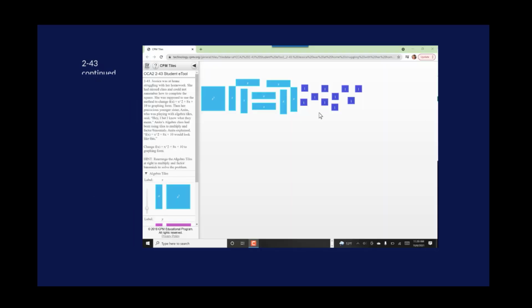Okay, so this is the e-tool that they give you. And so we're going to go ahead and build it. So here's our 1 x squared, which is in our equation here. Here's our 8 x's, which we have here. And here's our 10 single units, which will add up to the 10 that we have here. So this is how we came up with our equation and how we were able to complete the square by looking at the diagram of these particular pieces.